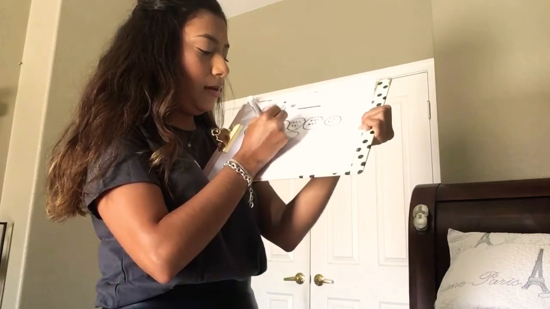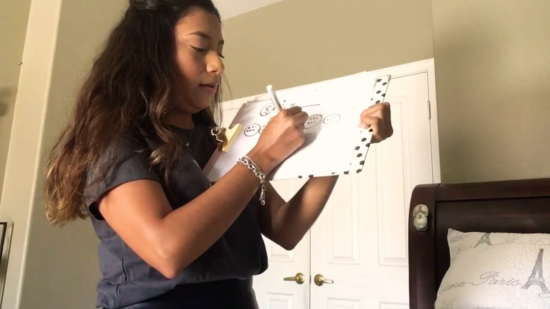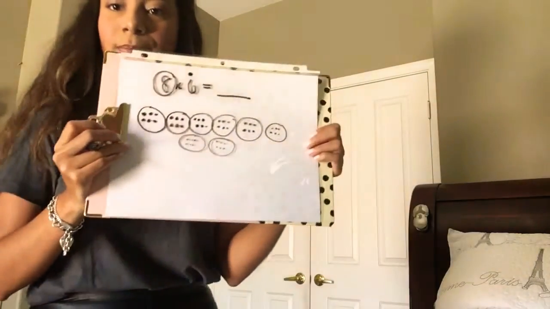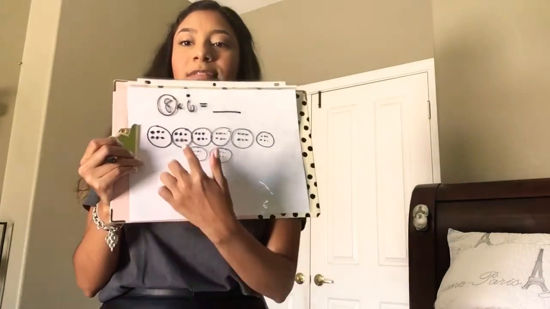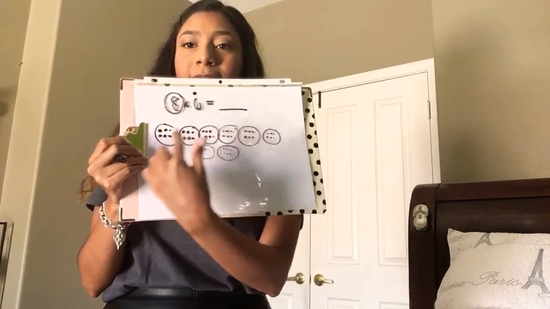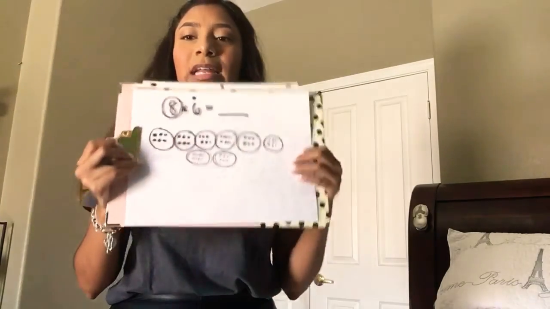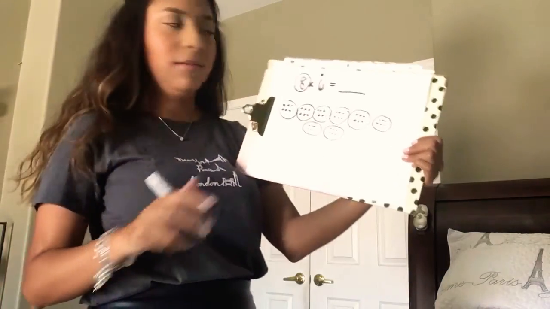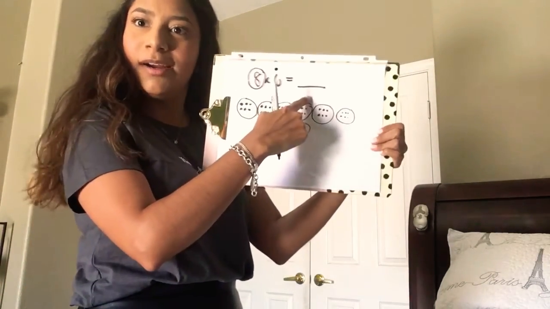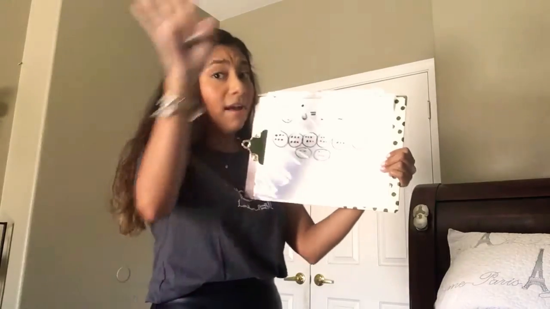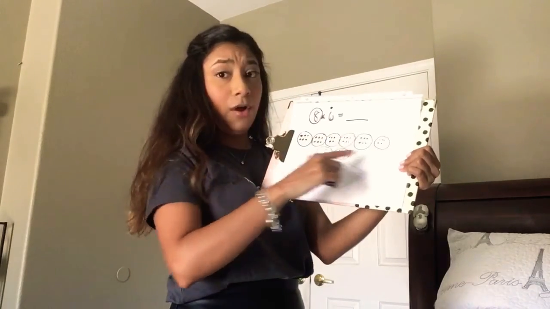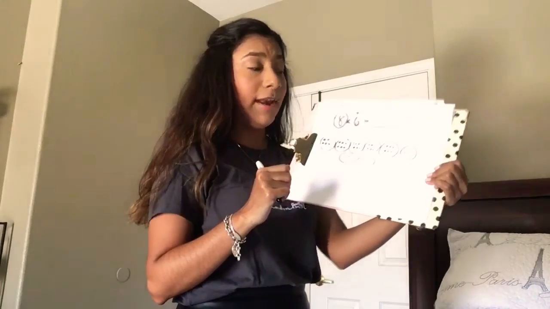Almost done. So your paper should look just like mine. We should have 6 circles in each big circle. Sorry, 6 little dots in each big circle. So now that our picture is complete, we are still missing this number here. We do not know how many we have all together, but with our drawing here, it's going to help us figure that out.